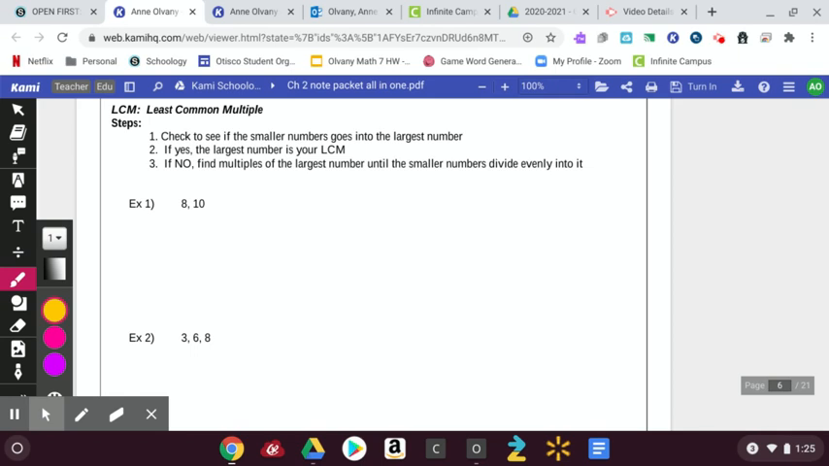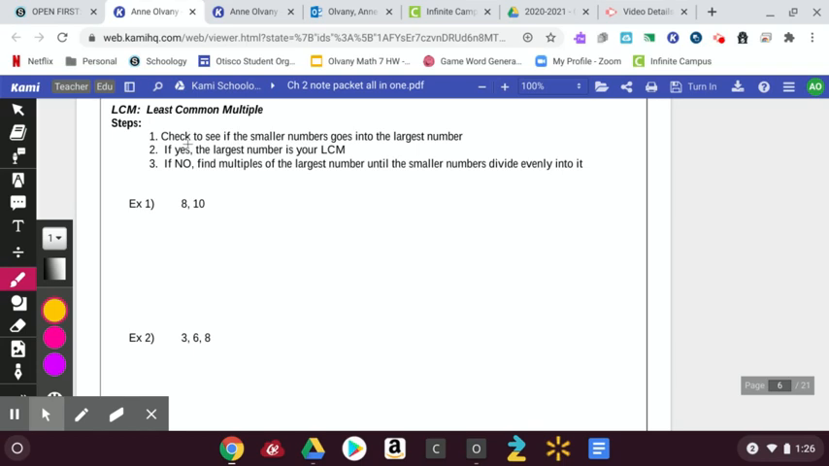So this is the next part of that chapter 2, lesson 2, where we're going to talk about least common multiples. Where greatest common factor, we were looking for the biggest factor that two numbers had. Now we're looking for the smallest multiple that two numbers share.